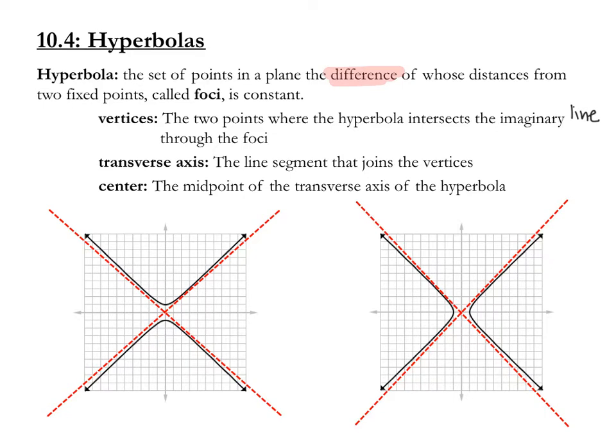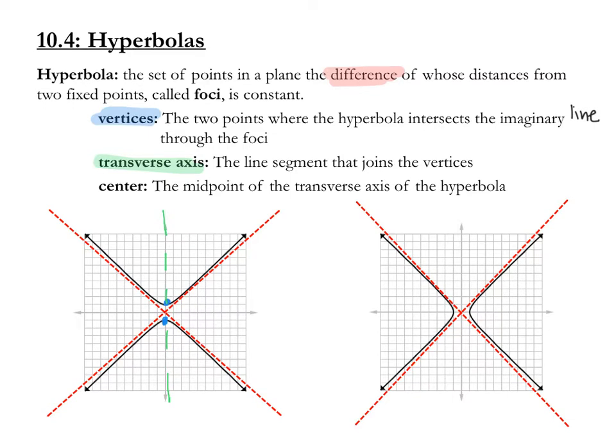So just a couple terms we need to talk about. Let's talk about the term vertices first. The vertices are going to always be right here. It's kind of like that turning point on the hyperbola. They also happen to always be on the imaginary line that would go through the foci, which is called the transverse axis. So I'm going to draw that in. This would be your transverse axis. The vertices always go on that line.